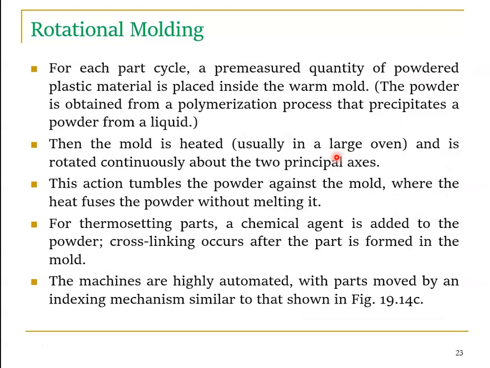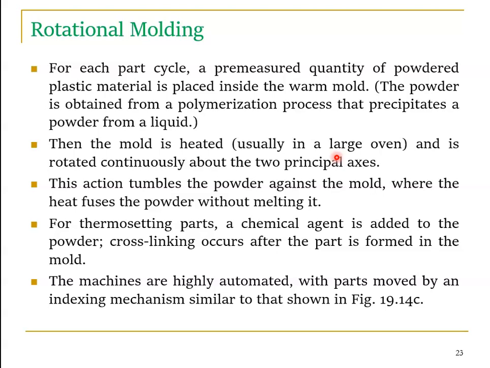Then the mold is heated and rotated continuously about the two principal axes. So after placing the raw material, the mold is heated and continuously rotated, right? This action tumbles the powder against the mold, where the heat fuses the powder without melting it. For thermosetting parts, a chemical agent is added to the powder in order to improve the cross-linking. The machines are highly automated, with the parts moved by an indexing mechanism.